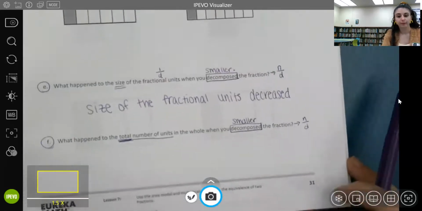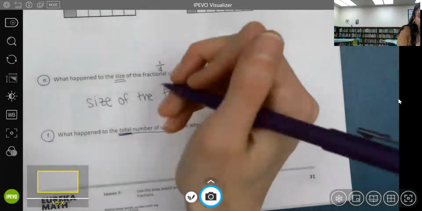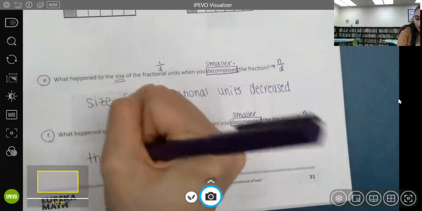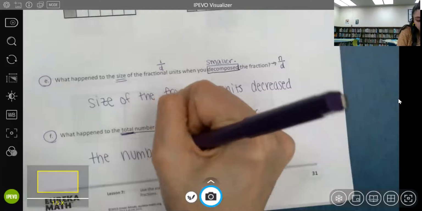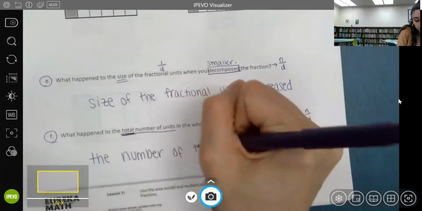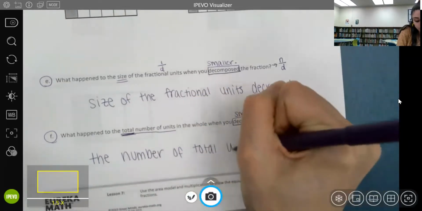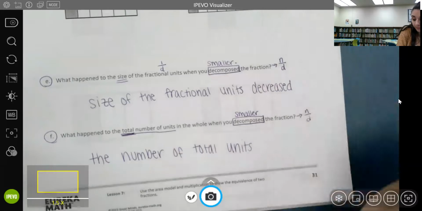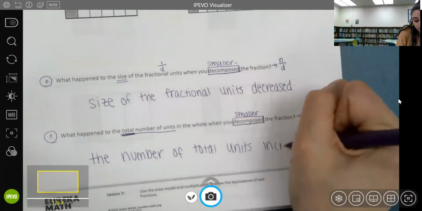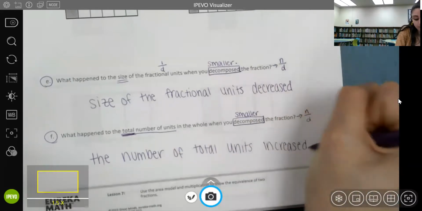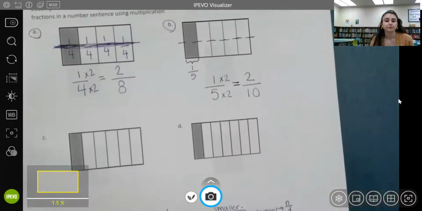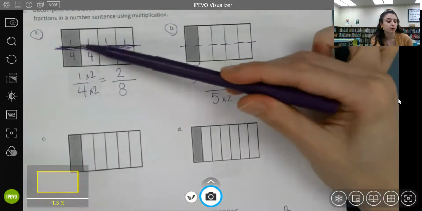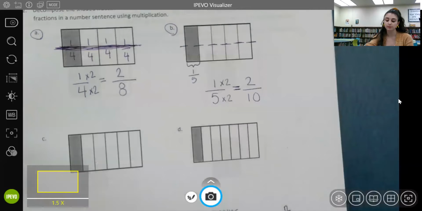So when we made them smaller, the number of total units increased. So again, just like in this problem, we got more boxes instead of less boxes.